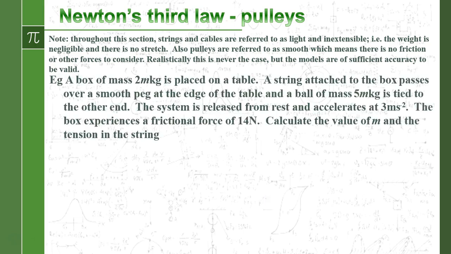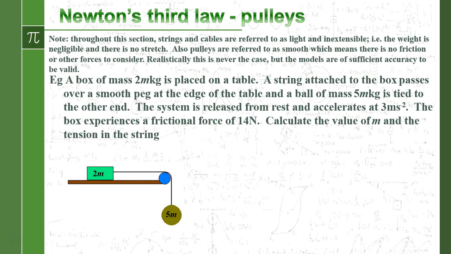And away we go. So we've got a box of mass 2m. It's placed on the table, a string is attached to it, and passes over a smooth peg. For smooth peg, read pulley, same thing. And you've got a ball that's attached to it on the other end, and then the whole thing's released and starts to accelerate. And there's a frictional force acting on the box that's on the table. So again, a whole load of wordy stuff. We're never going to make any sense of that until we draw a diagram. So here we go. First things first, there's our diagram, which all of a sudden starts to make a whole lot of sense of this great big mass of information.